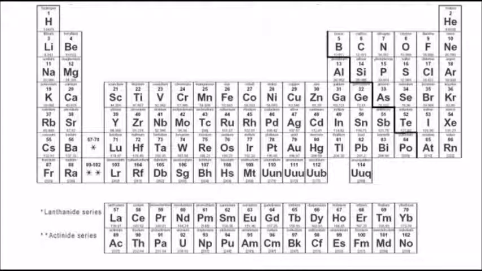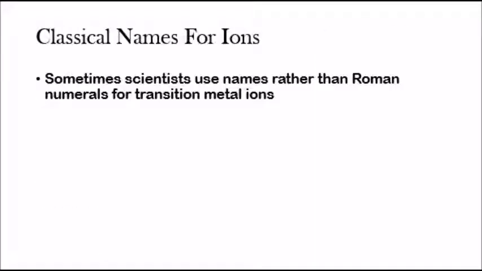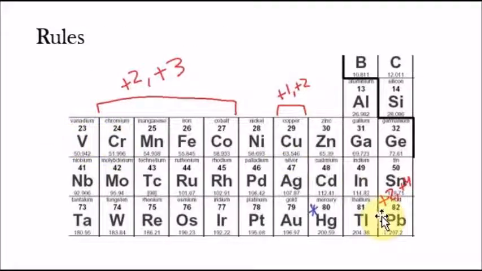We've been doing this for metals which are not in these two columns and which are not silver, cadmium, zinc, or aluminum. We've been using Roman numerals to identify the oxidation states whenever we're writing the names for compounds which have these metals, okay? But sometimes, for some elements, scientists like to use what are called classical names for the ions rather than the Roman numeral name, okay? And that happens for some certain number of elements right here.